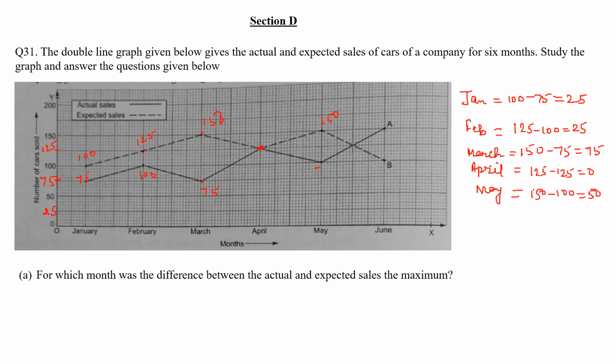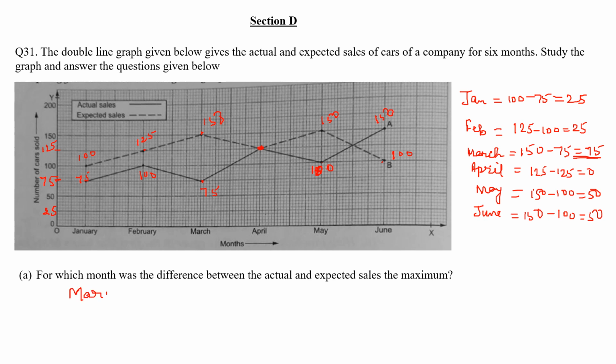So for May, it is 150 minus 100. And for the month of June, if you see, this is 150 and this is your 100. It is also same. So for the month of June also, it is 150 minus 100, which will give you 50. So from here you can see where the difference is more. The difference is more over here. So here answer will be March month. The difference is maximum in March.